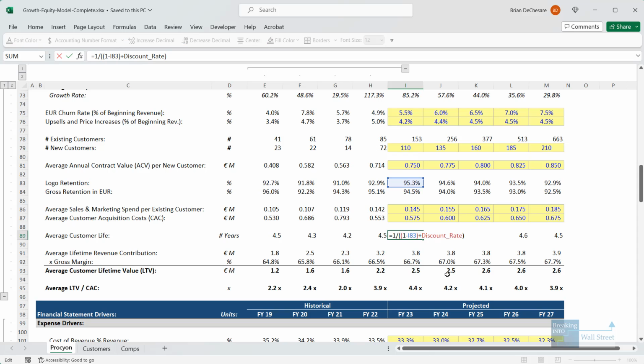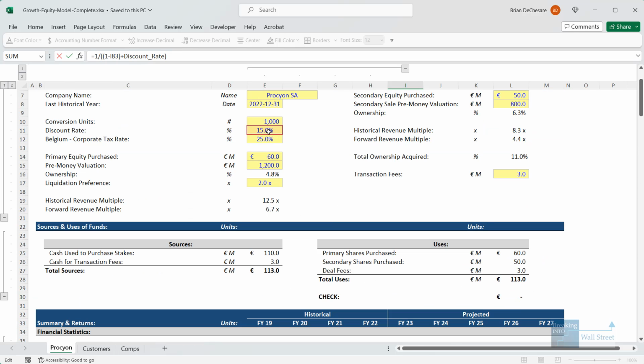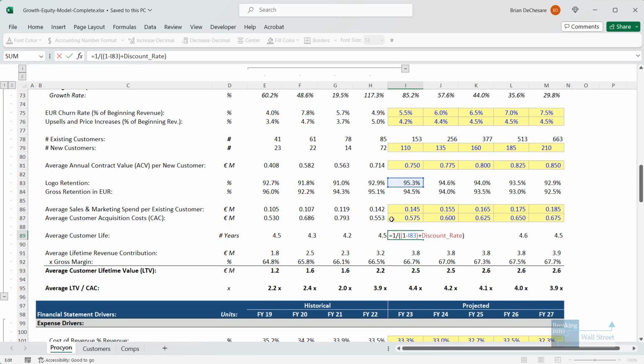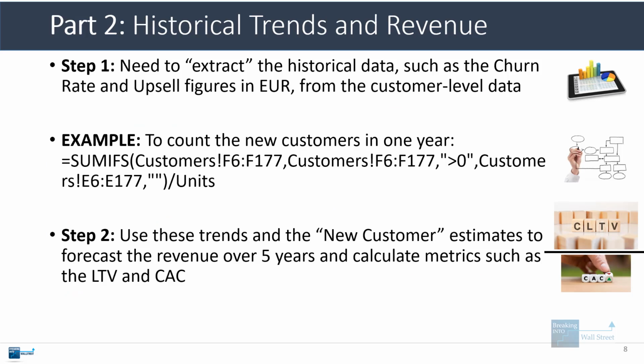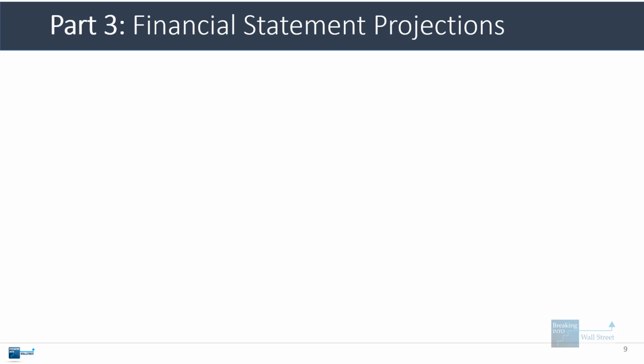The average customer life, we are basing this on the churn rate and just dividing by 1 over the churn rate, and then also factoring in a discount rate here of 15% because this is an earlier stage company. And so we need to reduce this customer life by a little bit. That is the basic idea of how to get to revenue here. Again, this is not a step-by-step walkthrough. I'm just showing you some of the highlights and the key points.